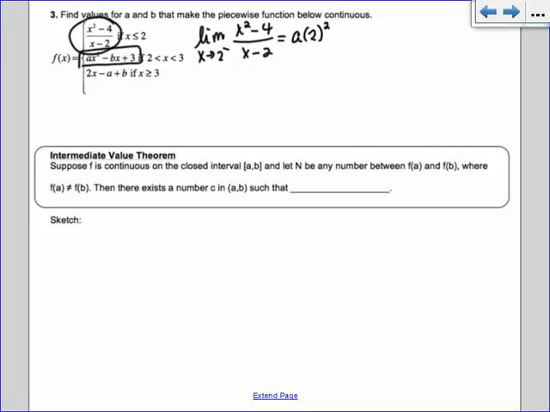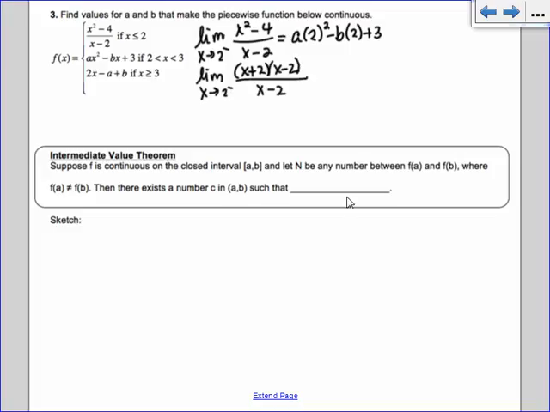So I can say a times 2 squared minus b times 2 plus 3. You see how I didn't have to write limit on that one? I could just go ahead and plug it in. When I factor, I have the limit as x goes to 2 from the left. I factor into x plus 2 and x minus 2, so the part that was undefined with the x minus 2 now goes away. And the right side becomes 4a minus 2b plus 3. When I plug in 2, I get 4. So I have 4a minus 2b plus 3 equals 4.